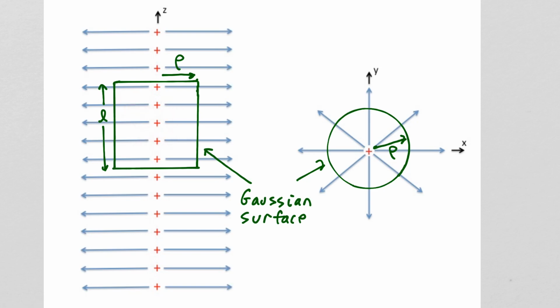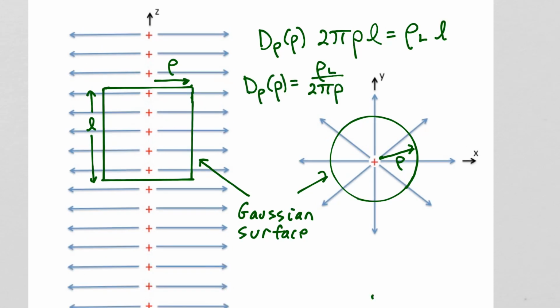The area of the cylinder is the circumference, 2 pi rho, times its length. The charge enclosed will be the line charge density rho sub L times L, the length of the line that's inside our Gaussian surface. Solving for our electric flux density field, we get rho sub L over 2 pi rho. So in about 10 seconds, we can get the electric flux density field.